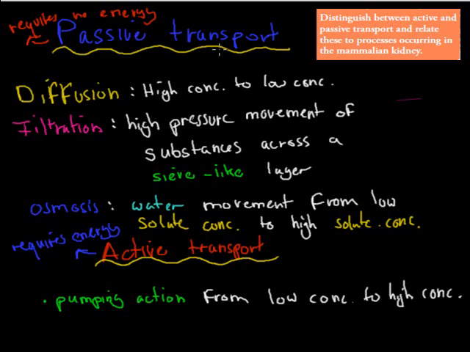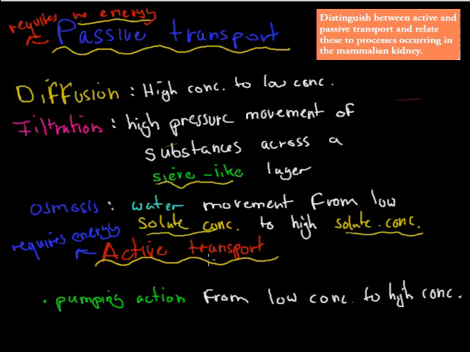Passive transport was something that requires no energy. So for example, diffusion, which goes from high concentration to low concentration. Filtration, which is a high pressure movement of substances across a sieve-like layer. So this is where you have that hose just pushing anything that is small enough through that layer. That happens in Bowman's capsule. Then osmosis, which is water traveling from a low solute concentration to a high solute concentration. So all these three are passive transports, so they don't require energy.